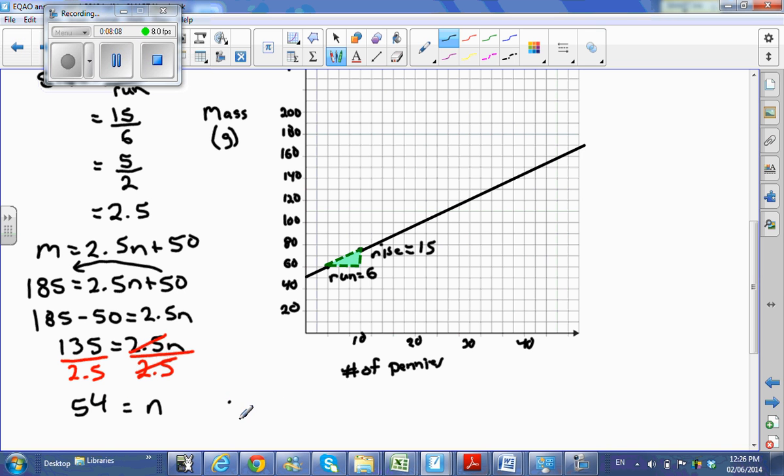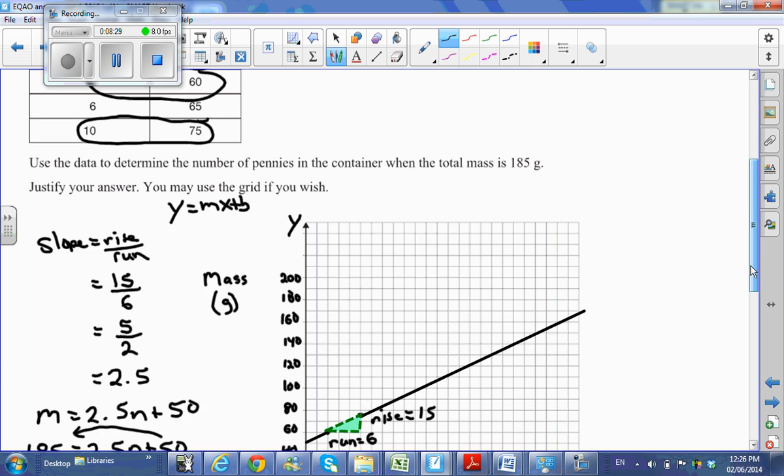And we can do a little therefore statement. So therefore, there are 54 pennies in the container. Okay, so hopefully that's okay.